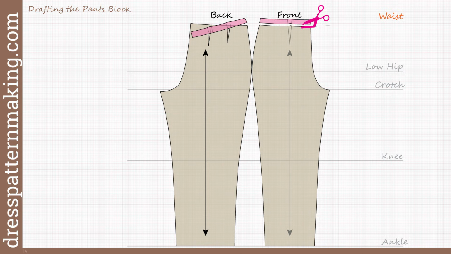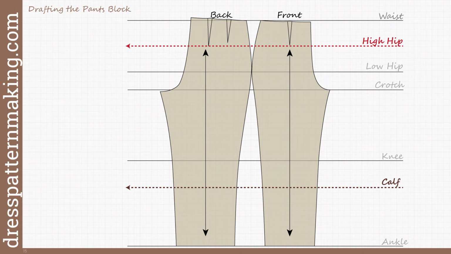Now there are two other width measurements that are sometimes also used in block making instructions for pants. That's the high hip, which is generally around 4 to 5 inches down from the waist, and the calf. We will use the high hip, but we won't be using the calf because I think we'll be adding sufficient ease to the knee so that it also fits you in the calf. If you have really large calf muscles, you'll have to take that into account when drafting your patterns.